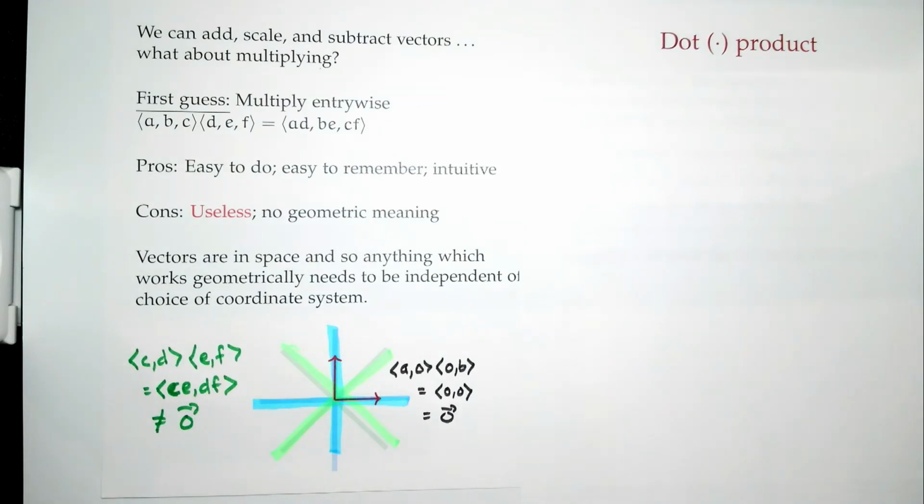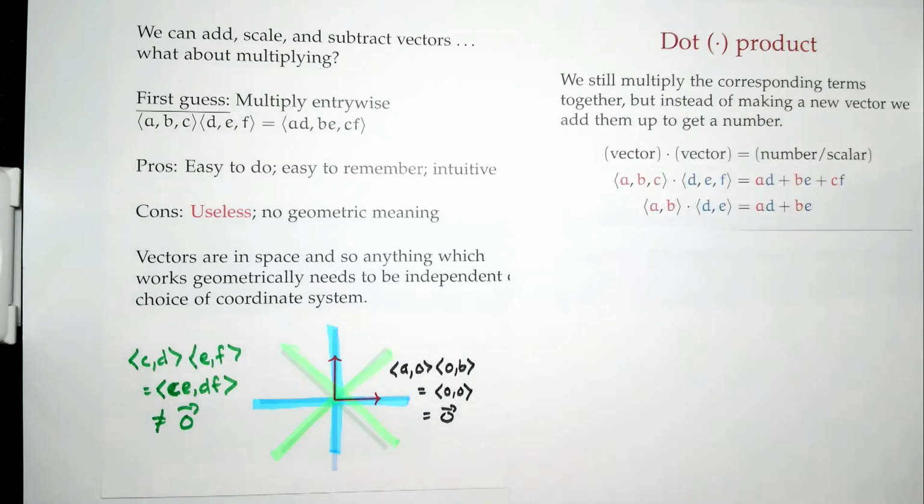Now, how does it work? And the answer is, it actually is very similar to what we just did, with one small difference. So the idea, we said, might be a really intuitive one. It's just to multiply the entries together and say, hey, that's beautiful. Do that. Multiply the entries together. But don't use those numbers to make a new vector. Instead, add them all up. And if you do that, the result is a number.